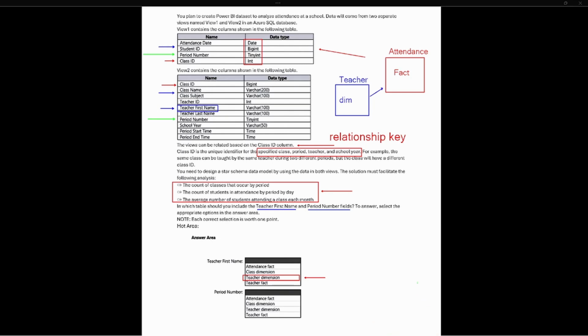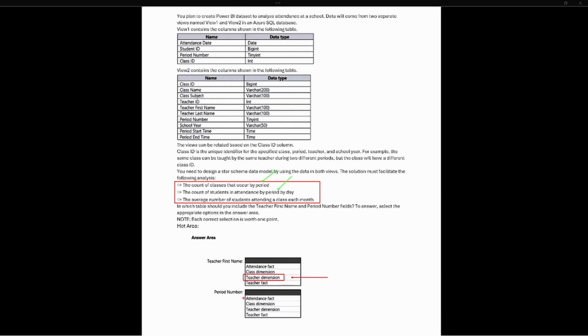So it told us here that we want to get a count of classes that occur by period and a count of students in attendance by period by day. Because we're going to be doing a count based on the period itself, we want to use our fact table, not our dimension table, which is why I would choose the period number to be in the attendance fact table because of the analysis that is going to be completed based on the period. So the teacher first name would come from the teacher dimension and the period number would come from the attendance fact table.